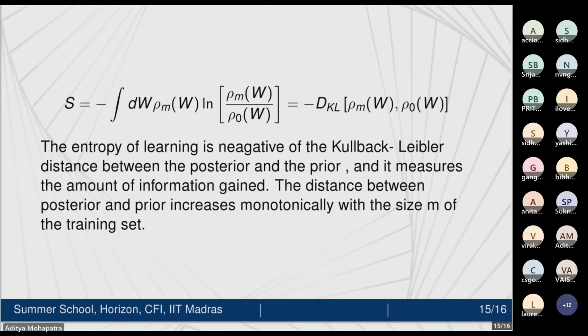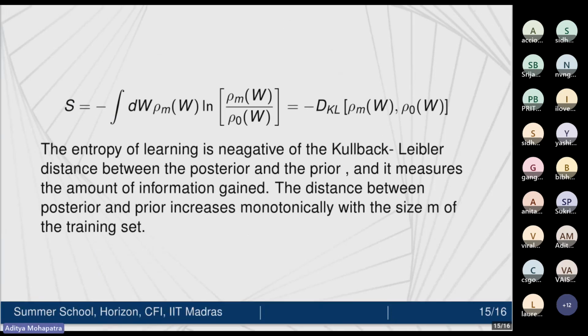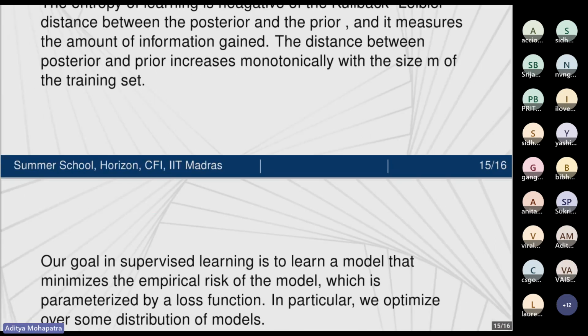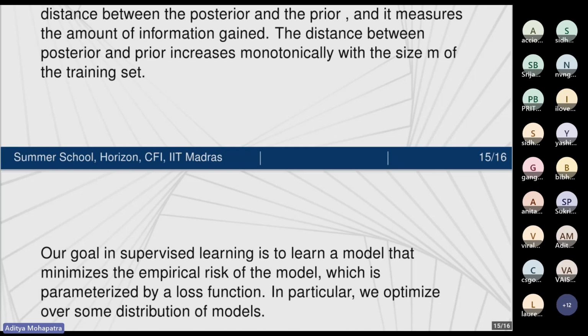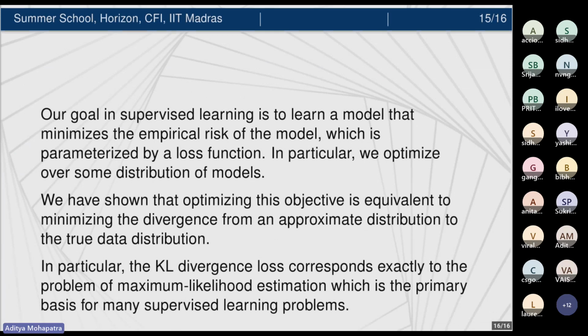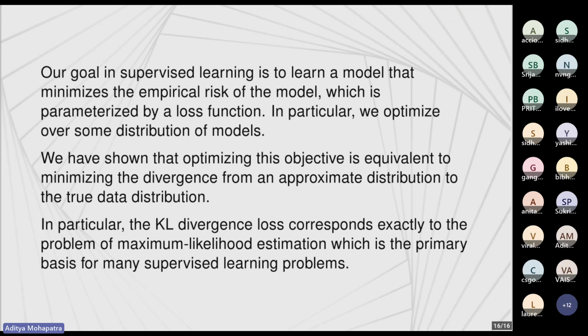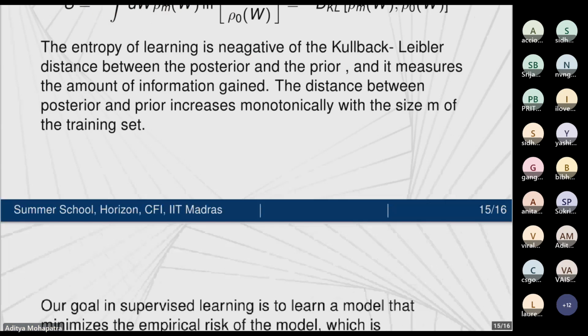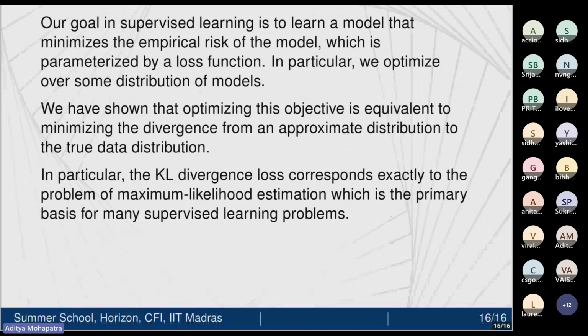And as you see, the entropy is essentially equal to the amount of information gained, the loss in entropy. And as the training set increases, the entropy decreases, as you gain more and more information about the model. And you have seen that parameterizing a loss function, or maximum likelihood learning, is essentially the same as minimizing the KL distance. So this is a small recap.